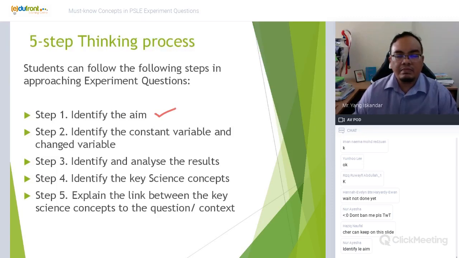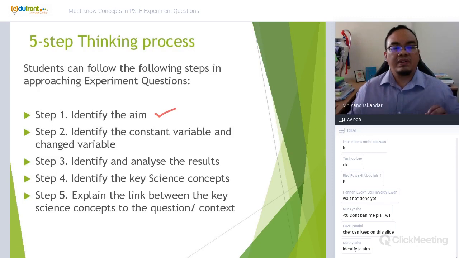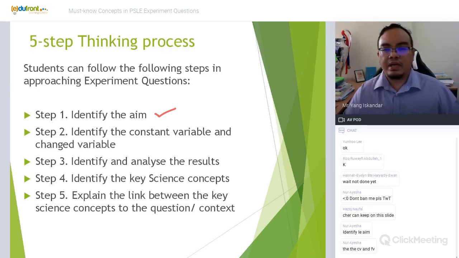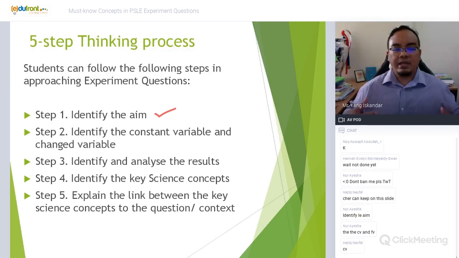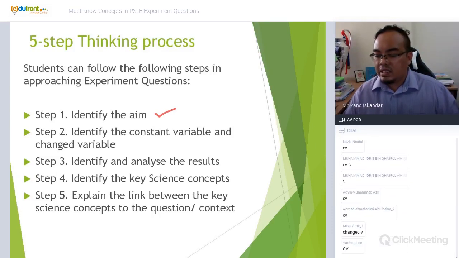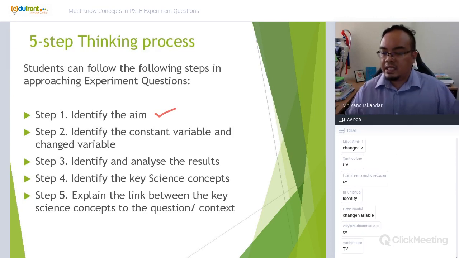The aim of the experiment usually is given, but sometimes they don't give it to you. So if the aim is not given, what do you look out for? Sometimes they make it a little bit challenging for you. They do not tell you the aim very clearly in the experiment. So what should you look out for? The change variable. Excellent. You look out for the change variable.